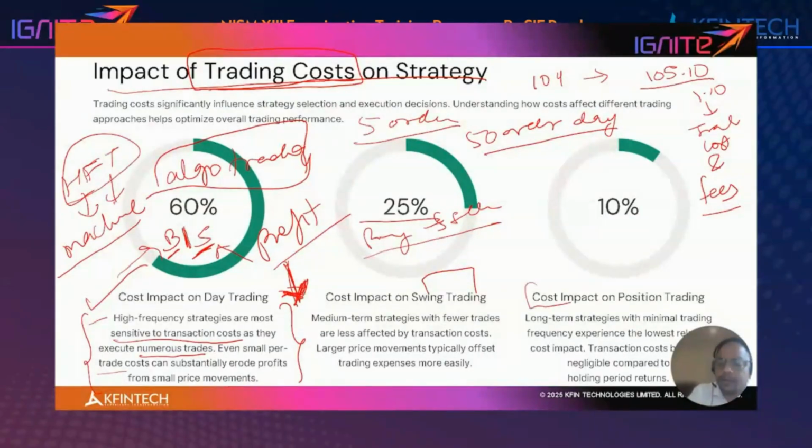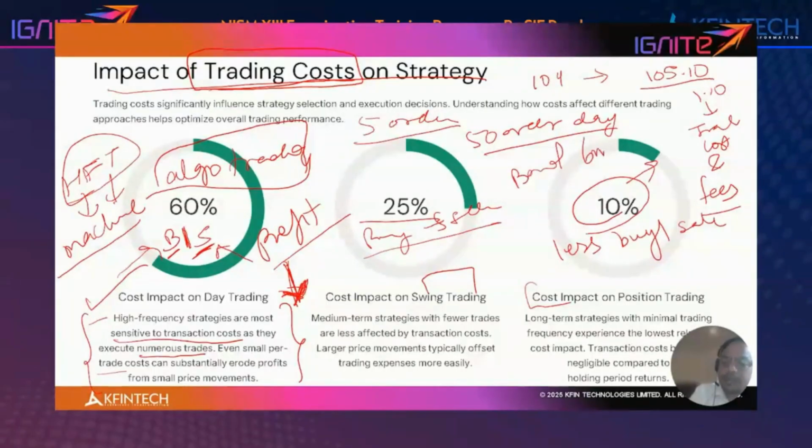And then finally, position trading, which has the least impact. Why? Because there is less buying and selling. Generally, you buy a bond and then you sit on it for maybe 6 months before selling it in the market. So the buy and sell frequency is low. That's why my charges are low.